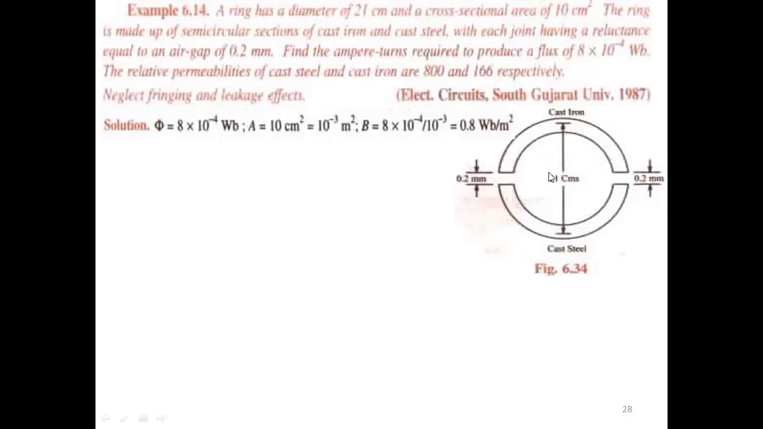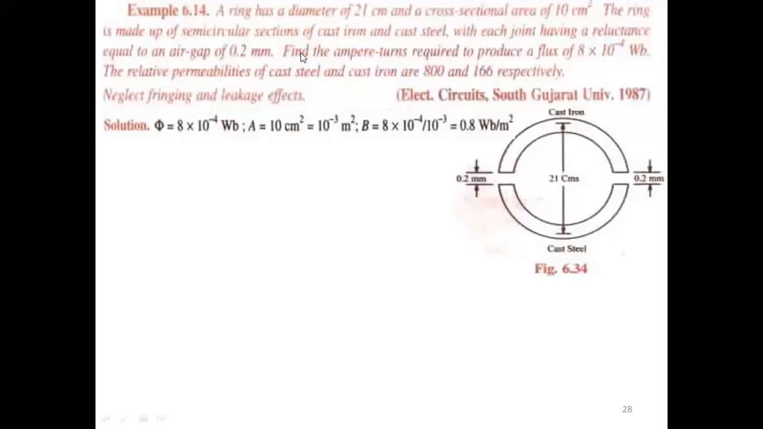It is going to flow here. So for that flux, how much is the diameter? 21 centimeter diameter is there. So here 21 diameter and a cross sectional area of 10 centimeter square. This area is 10 centimeter square. It may be this area, it may be the air gap area, whatever it may be. All are similar, only the width is different here, so the cross sectional area will be the same.